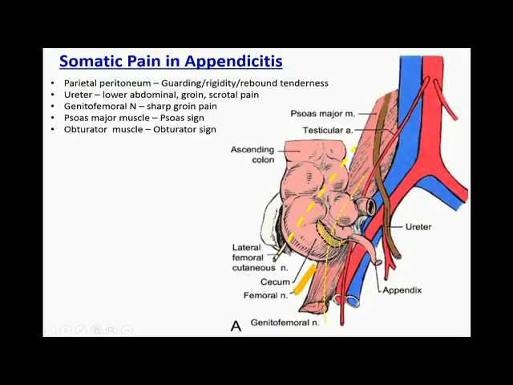And this yellow line indicates the genitofemoral nerve, which runs behind the cecum on the surface of the psoas muscle. So this is the genitofemoral nerve. It runs on the surface of the psoas behind the cecum. And this is another nerve, the lateral femoral cutaneous nerve. It is rarely affected in appendicitis.